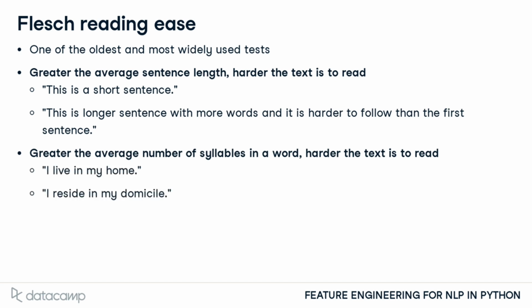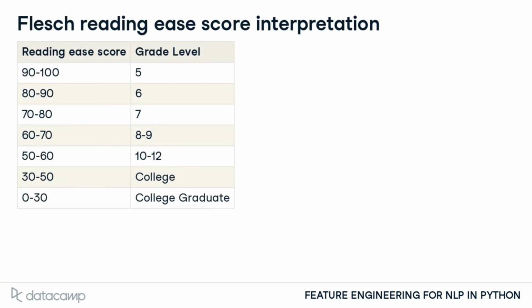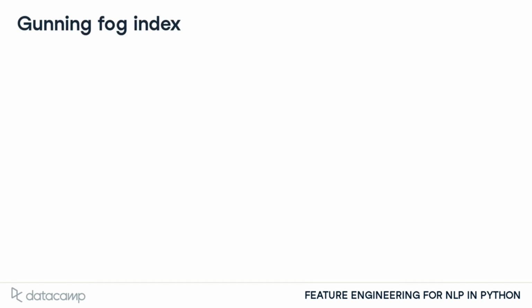Therefore, "I live in my home" is considered easier to read than "I reside in my domicile" on account of its usage of fewer syllables per word. The higher the Flesch reading ease score, the greater the readability. Therefore, a higher score indicates that the text is easier to understand. This table shows how to interpret the Flesch reading ease scores. A score above 90 would imply that the text is comprehensible to a 5th grader, whereas a score below 30 would imply the text can only be understood by college graduates.